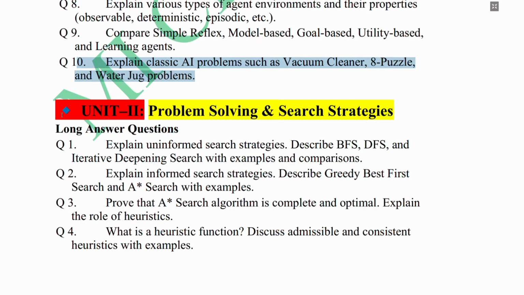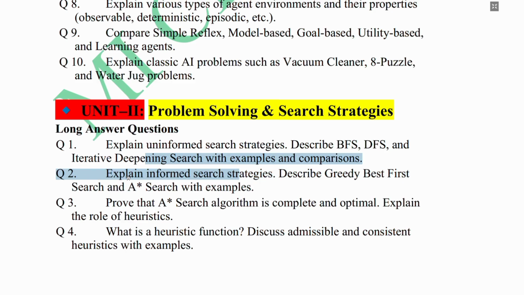Here we start Unit 2, which is Problem Solving and Search Strategies. I also want to explain that in this lecture we describe only long answer type questions. So let's start Unit 2: explain uninformed search strategy, and describe BFS, DFS and iterative deepening search with examples and comparisons.